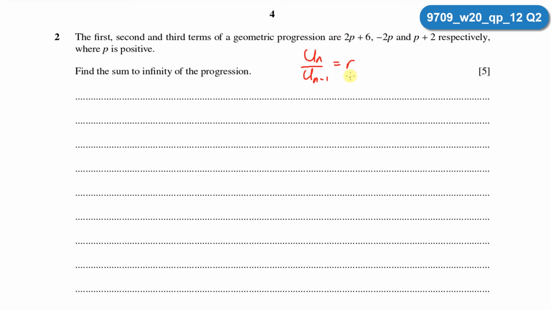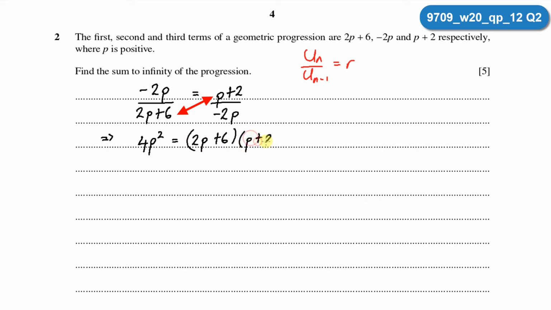So here we can make use of this to help us find the value of p by dividing minus 2p over 2p plus 6. This gives us the common ratio, which is equal to p plus 2 over minus 2p, and this is also equal to the common ratio r. So let's simplify this and see if we can work out the value of p. Minus 2p times minus 2p gives us 4p squared, and multiplying this out, we get 2p plus 6 bracket p plus 2.